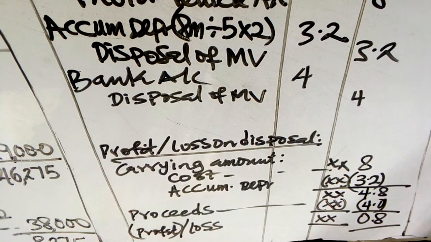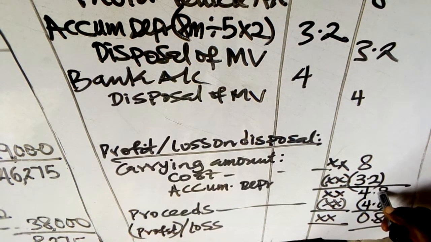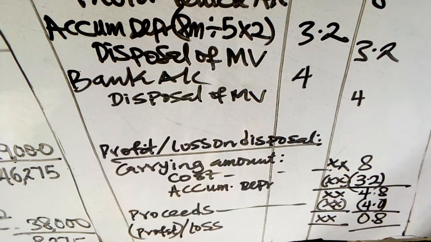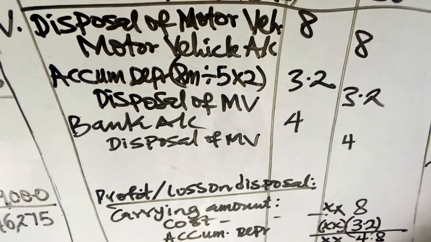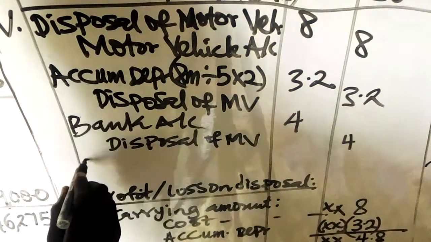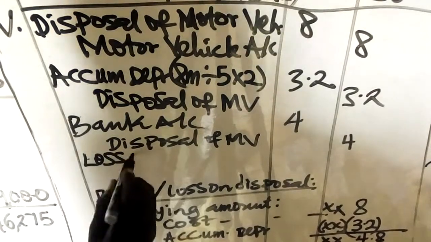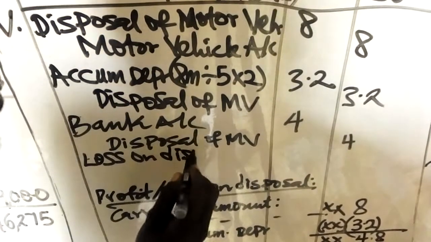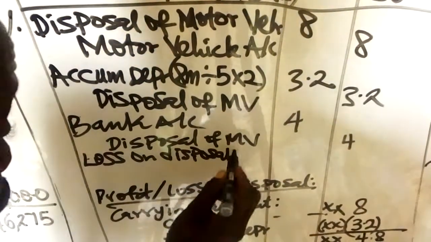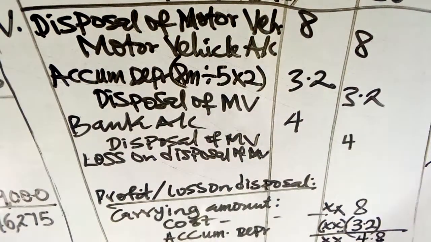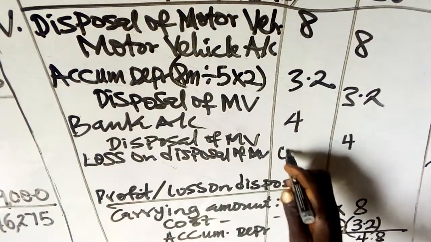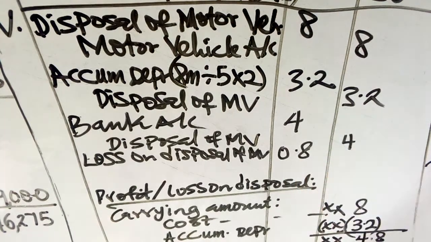That is, the proceeds are less than the carrying amount. That means this asset is sold at a loss. You have loss on disposal of motor vehicles. So you now have loss on disposal of motor vehicle, which will be debited to the disposal account, 0.8 million. You now credit.